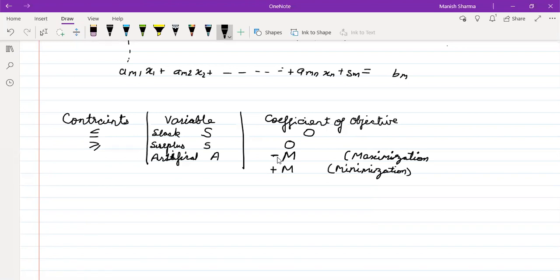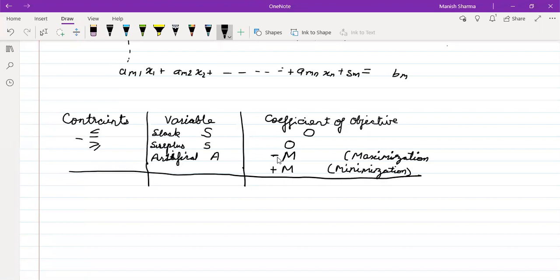Any doubts up to this point? Any doubts, students? Sir, would you please explain from that artificial variable part, sir? Yeah, just one second.